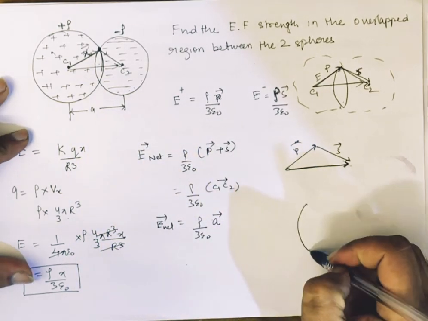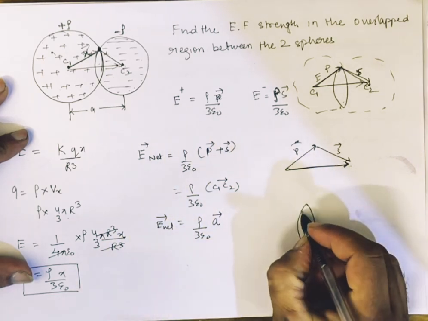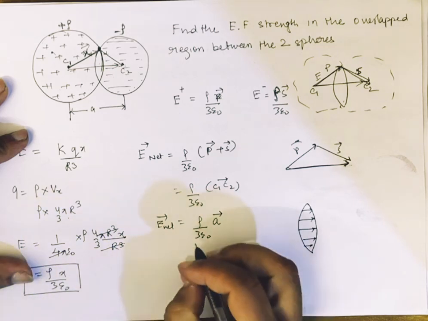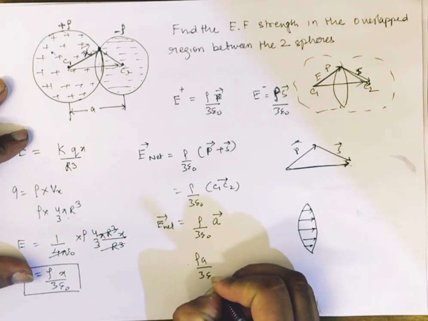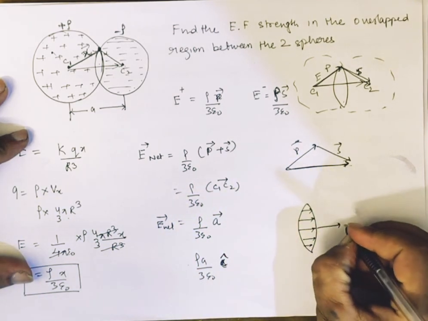So you can see that this entire thing is constant. That means the electric field will be in this direction, and the magnitude will be rho a by 3 epsilon. You can write it as a cap or i cap if I am following this direction as the positive x-axis.